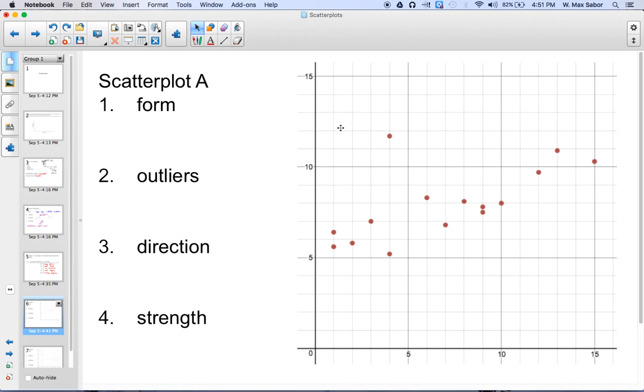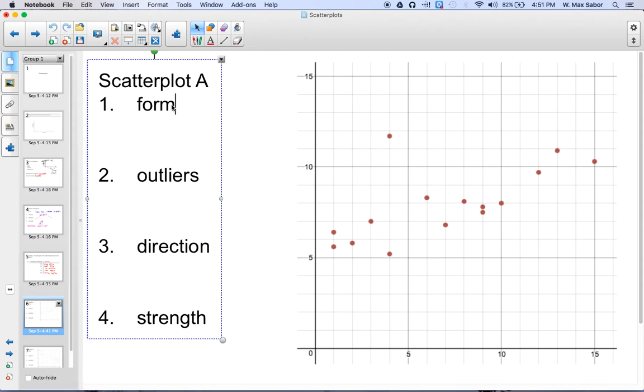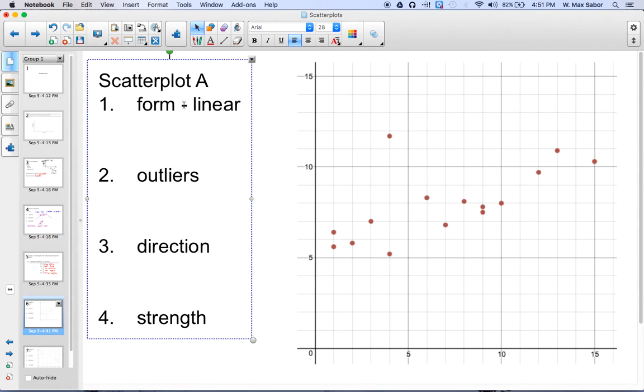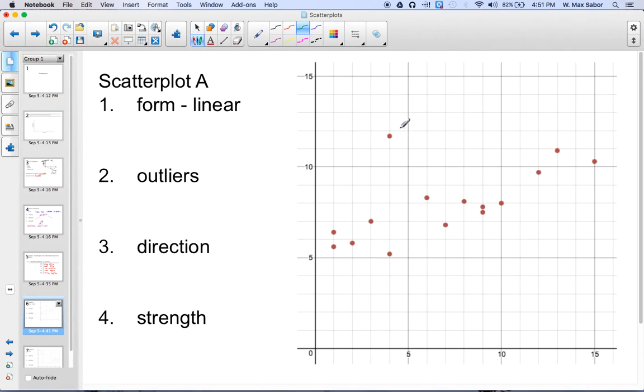Let's answer these questions one by one. So what is the form of this? The form of this scatterplot looks pretty linear to me, so I'm going to just write that down. The outliers. There is a point that looks like it's an outlier right here because it looks pretty far away from our line of best fit.